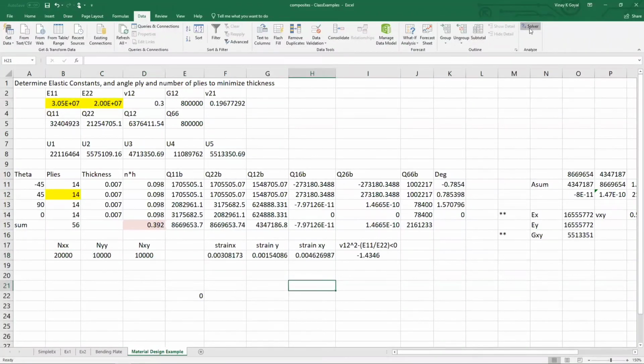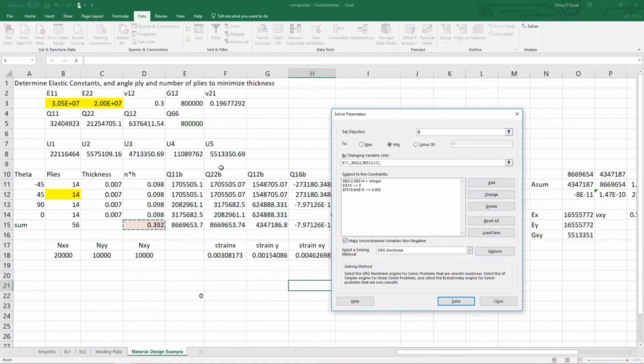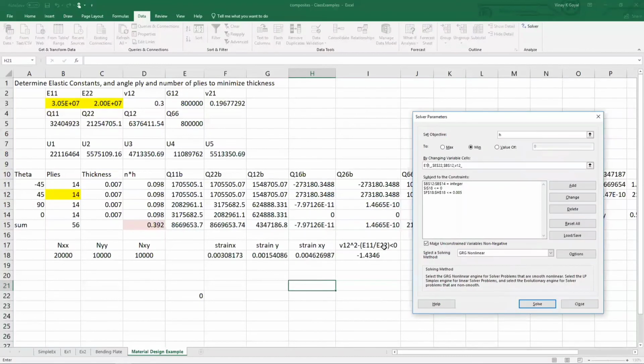So in the solver, what are we trying to do? We're trying to minimize the thickness. The thickness is given by this one right here, the total thickness. And we want to change the variables E11 here, E22, and then we want to change nu12 as well. So we're changing all these three. And then the integers B12 through B14, these ones right here, we want to keep integers. And then we want to make sure that the physical constraint here is achieved. So that's what's done there.